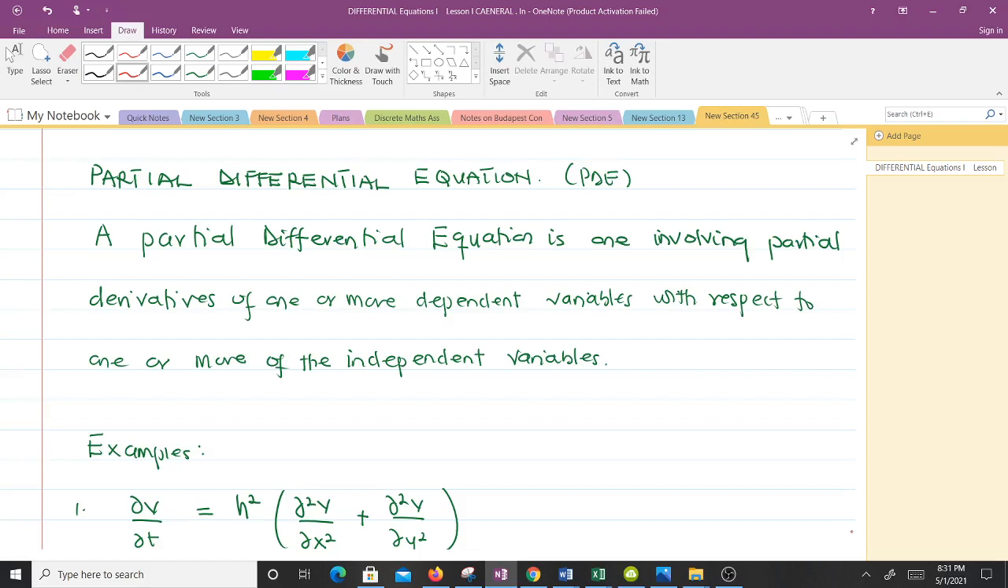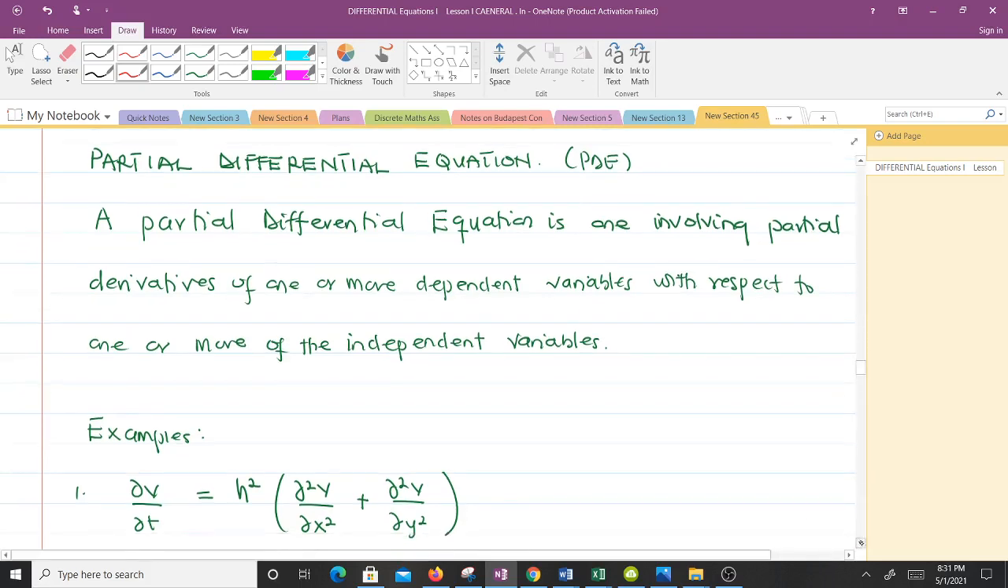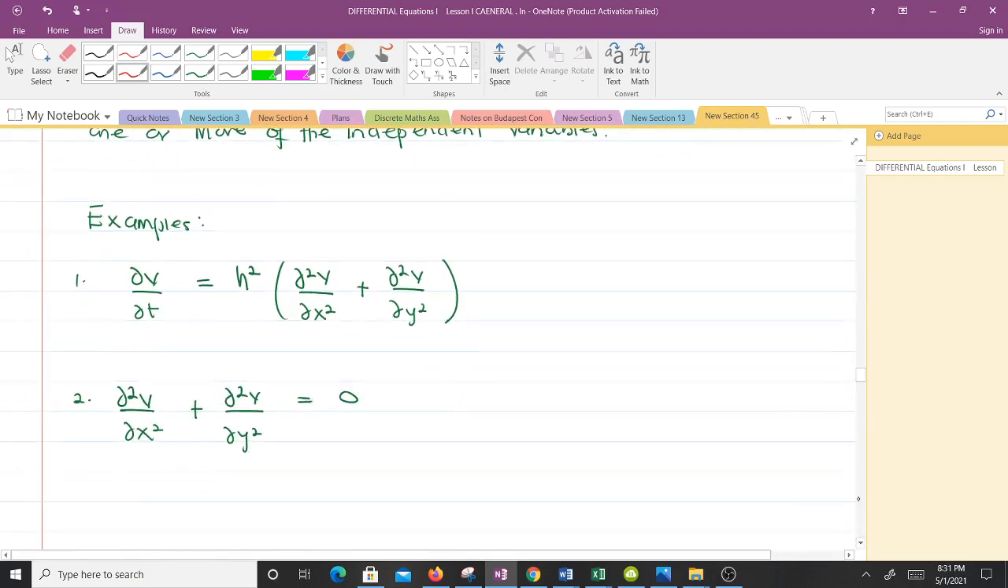And most of the time, with that one, you can have one or more independent variables. Most of the time, two or more. Examples are del v del t equals h squared, and so on. You can see here, for instance, it contains partial derivatives.